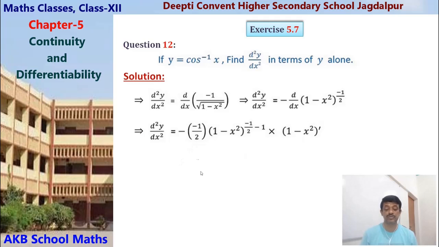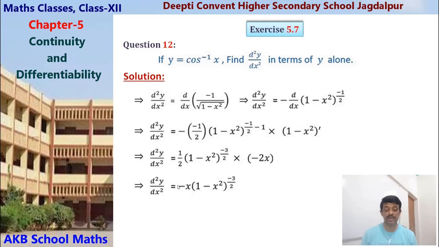So minus minus plus 1 by 2, and (1 minus x square) to the power minus 3 by 2, into the derivative of 1 minus x square, which is minus 2x. The 2s cancel, giving minus x times (1 minus x square) to the power minus 3 by 2. Clear? Now we can adjust this as minus x upon (1 minus x square) to the power 3 by 2. Negative power, we can take in the denominator, making it a positive power.